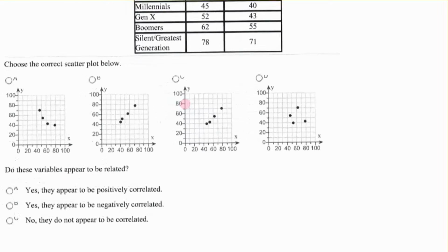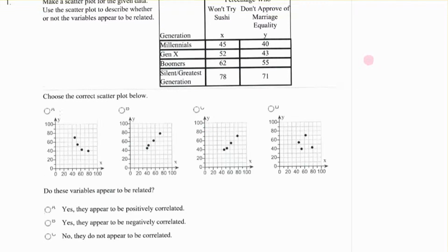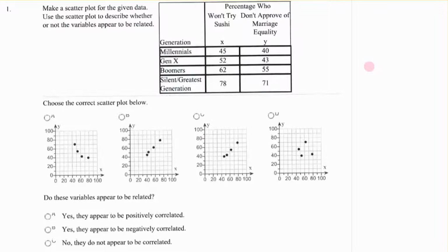I'm going to make this larger so we can see the scatter plots. It says make a scatter plot for the given data, and then use the scatter plot to describe whether or not the variables appear to be related. Now, you're not actually going to make this. You're going to check and see which one of these scatter plots matches this data. Well, we're looking for the point 45, 40. So let's check here. 45, 40. Yes. Whoops. Nope. 45, I'm sorry, is right there.